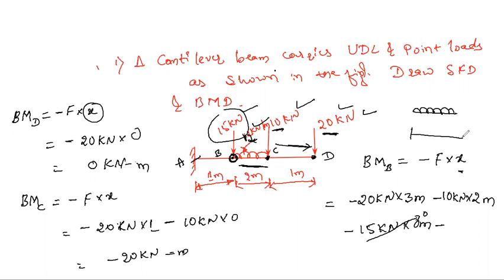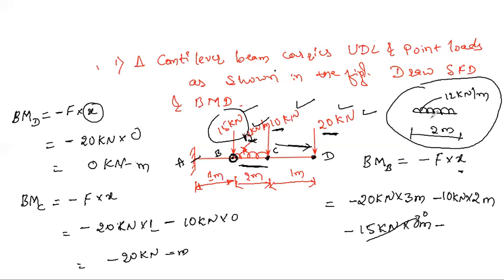The length of UDL is 2 meter. The intensity of load is 12 kilonewton per meter. Clear at this portion? Now, what we need to do first for this section? Whenever there is a UDL, what we need to do? We need to convert this UDL into point load, right?